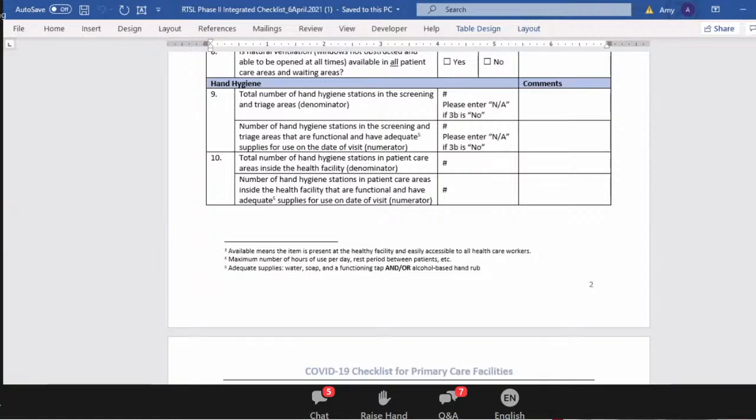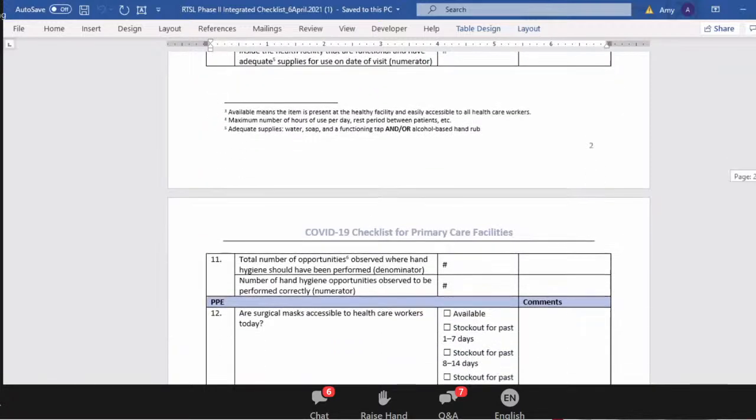The total number that you would identify, so say for example, you have 4 hand hygiene stations in your triage and screening area, 4 would then become the total number that you have in that area. Then the next question associated with that one would be, how many of these are actually functional? So if you have 4 Veronica buckets in your triage area, but only 2 work, then you would say that 4 is your denominator and 2 is your numerator to be able to capture this information. Other indicators similar to this are captured throughout this section of the actual checklist.